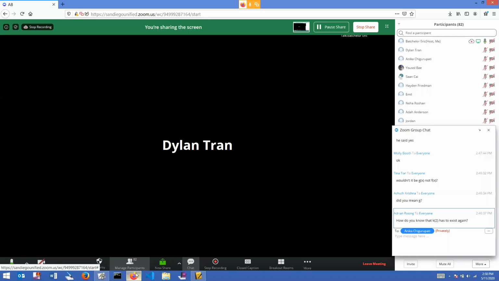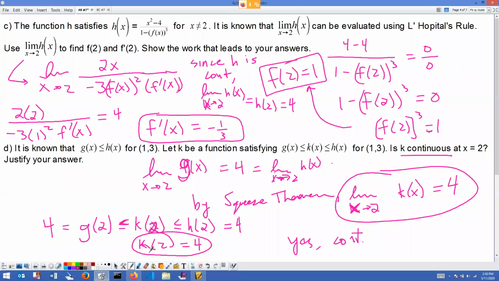I know that k of 2 has to exist, Adrian, because I know that on this entire interval from 1 to 3, this statement here is true, that g of x is less than or equal to k of x is less than or equal to h of x. And so if there's a value on the interval from 1 to 3 where k doesn't exist, that inequality is no longer true.